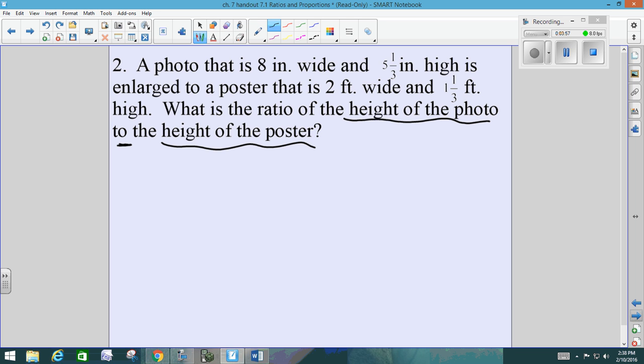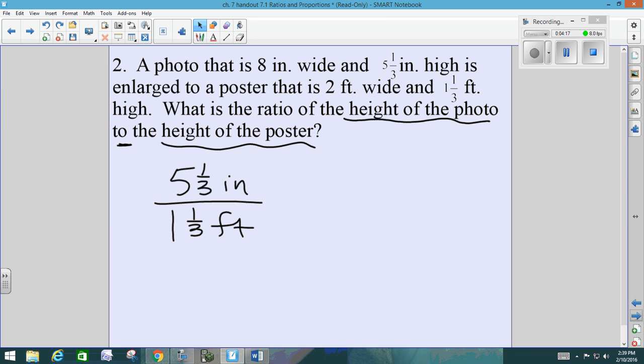Height of the photo. How high was our photo? Good, 5 1/3 inches. How about the height of the poster? Good, 1 1/3 foot. So there's our starting ratio. Now we're going to have to go through and simplify this. Before I can simplify it, what do I have to make sure? They're in the same unit. Good. So what are we going to do to convert our feet to inches?